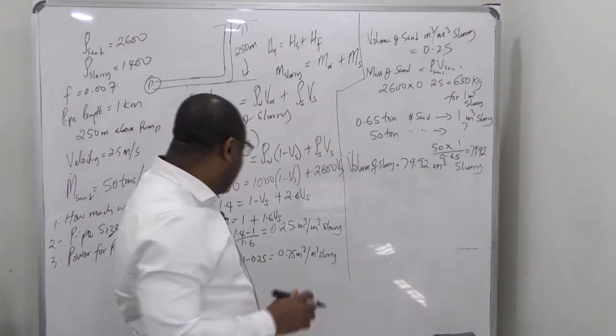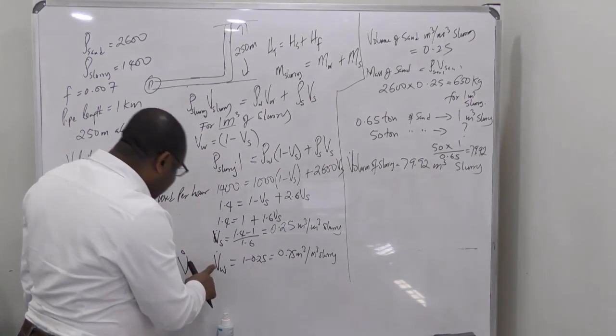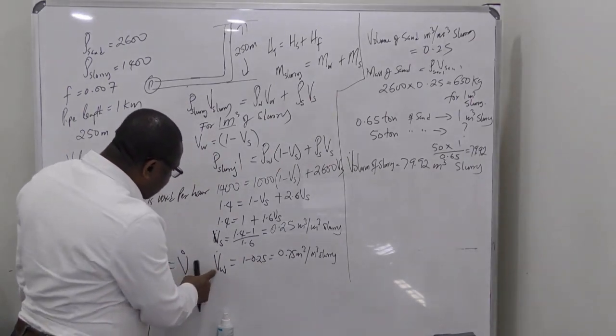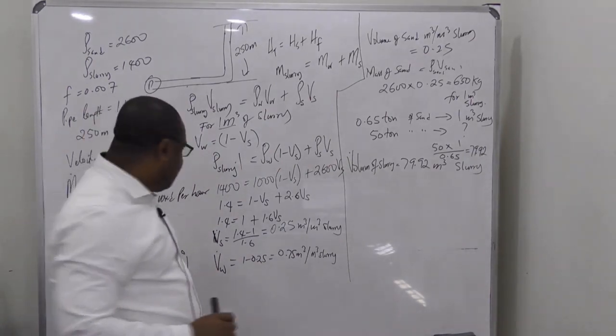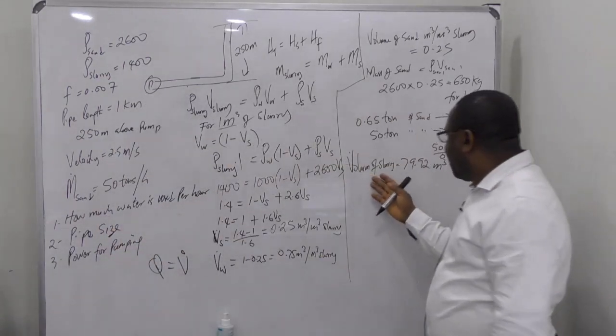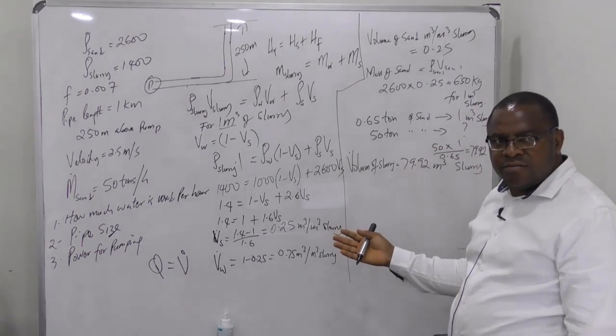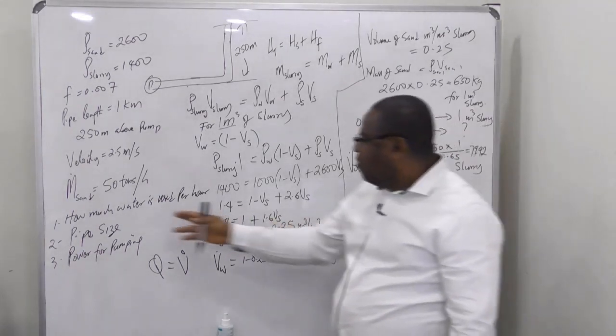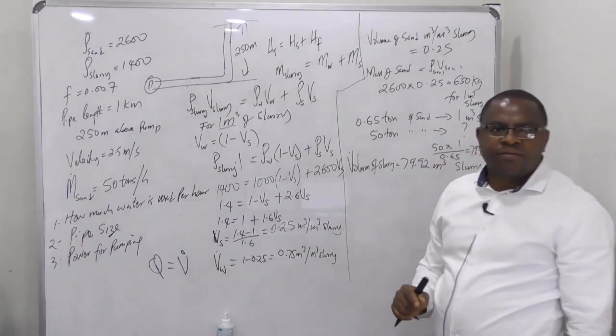So you can also come here and check the same thing. This is for water. What is water? We said the volume of water, because what they want here is how much water. This is in case you are asked to calculate the volume of the slurry. Now the question is how much water is used per hour.